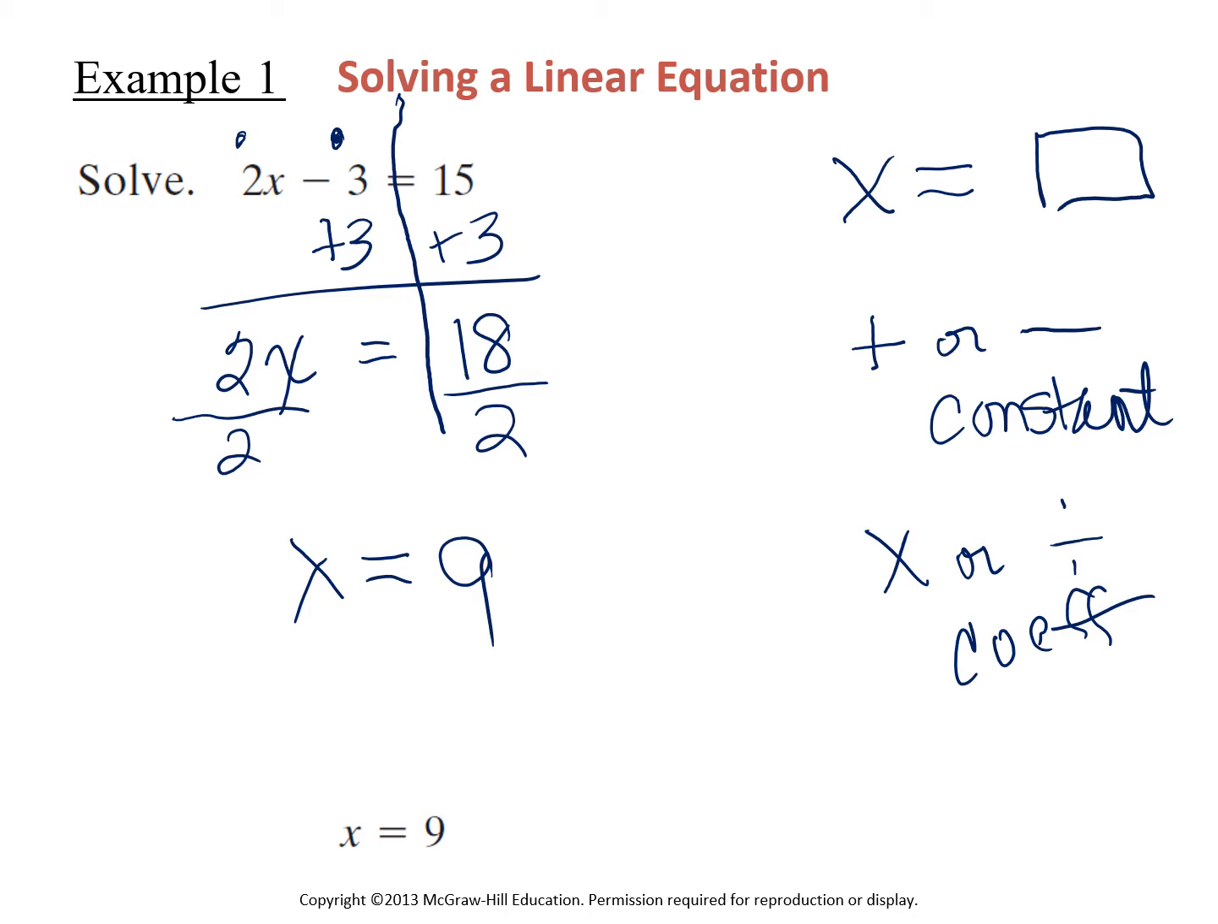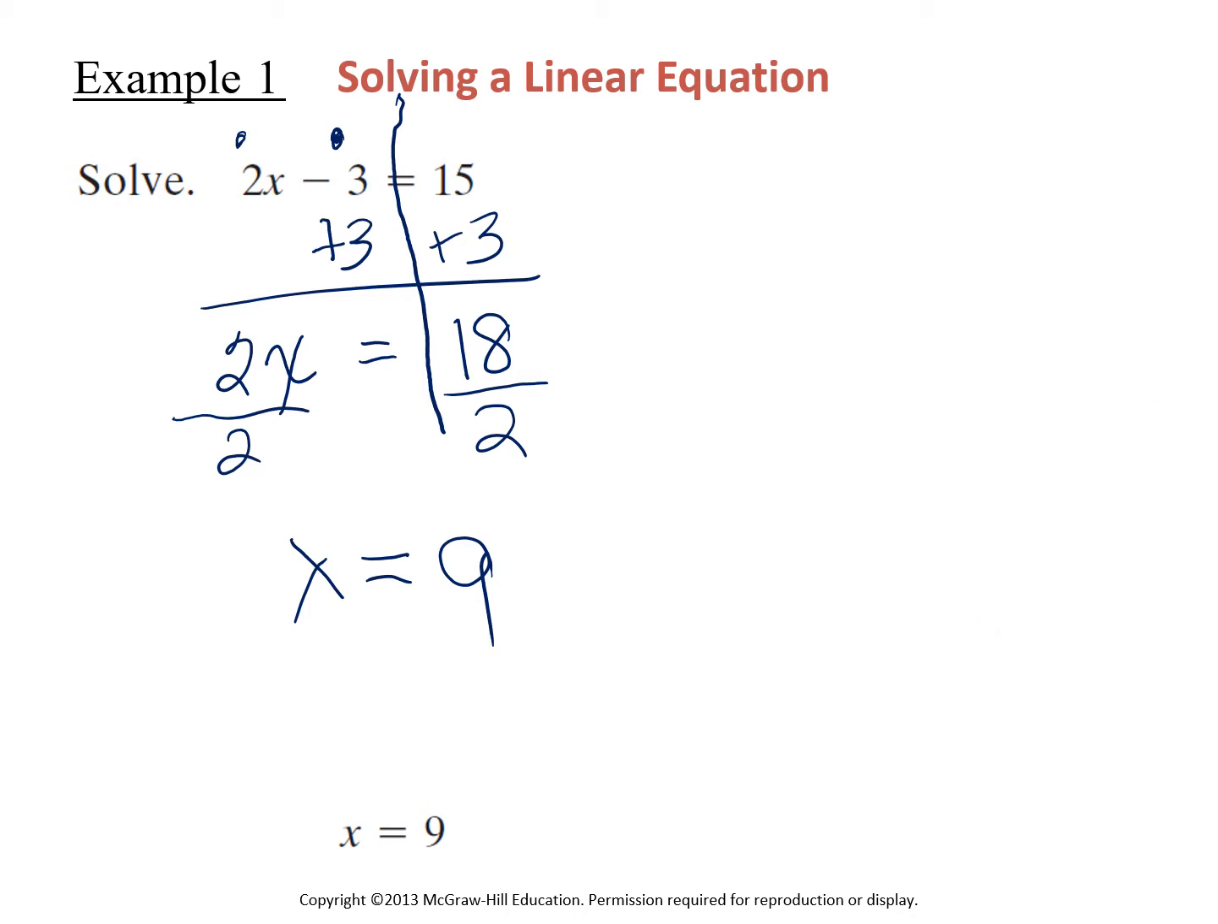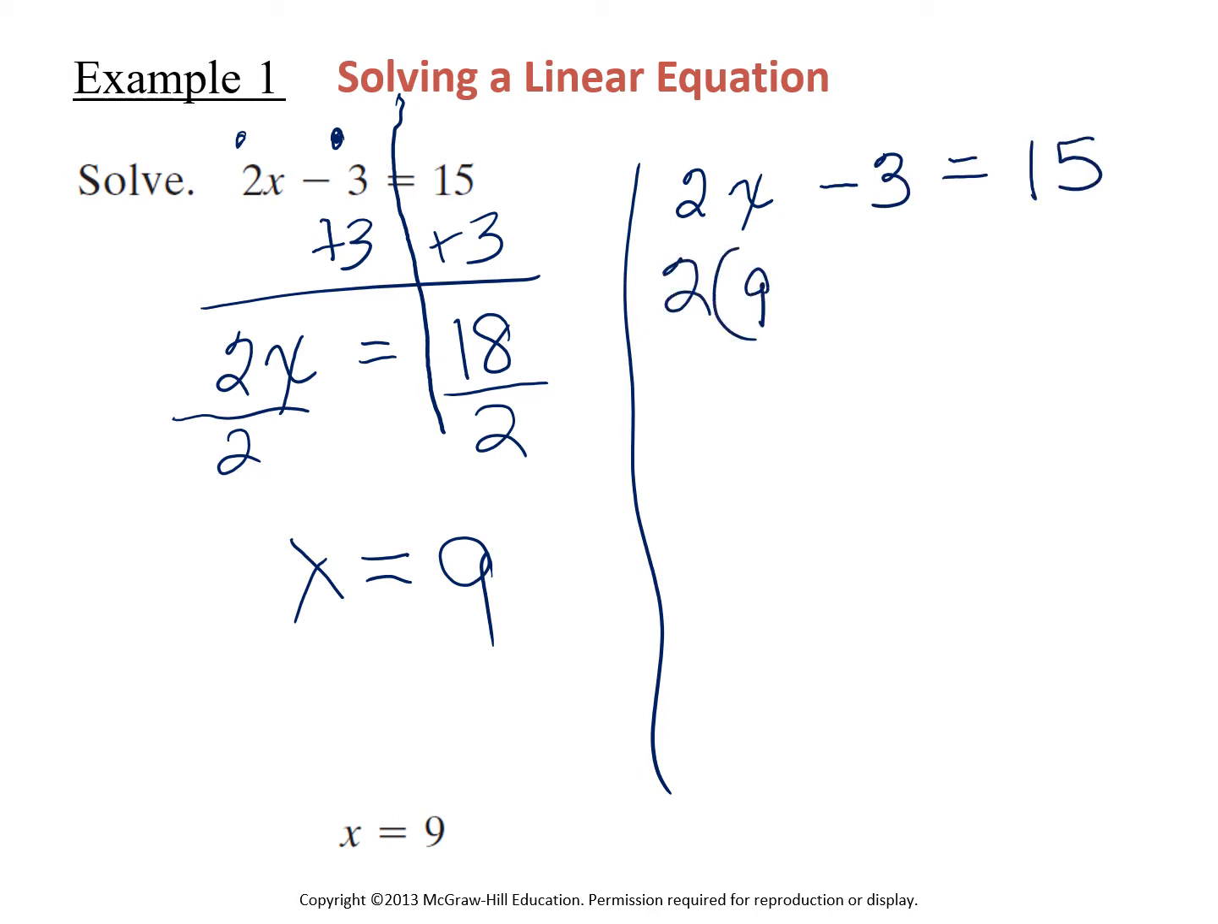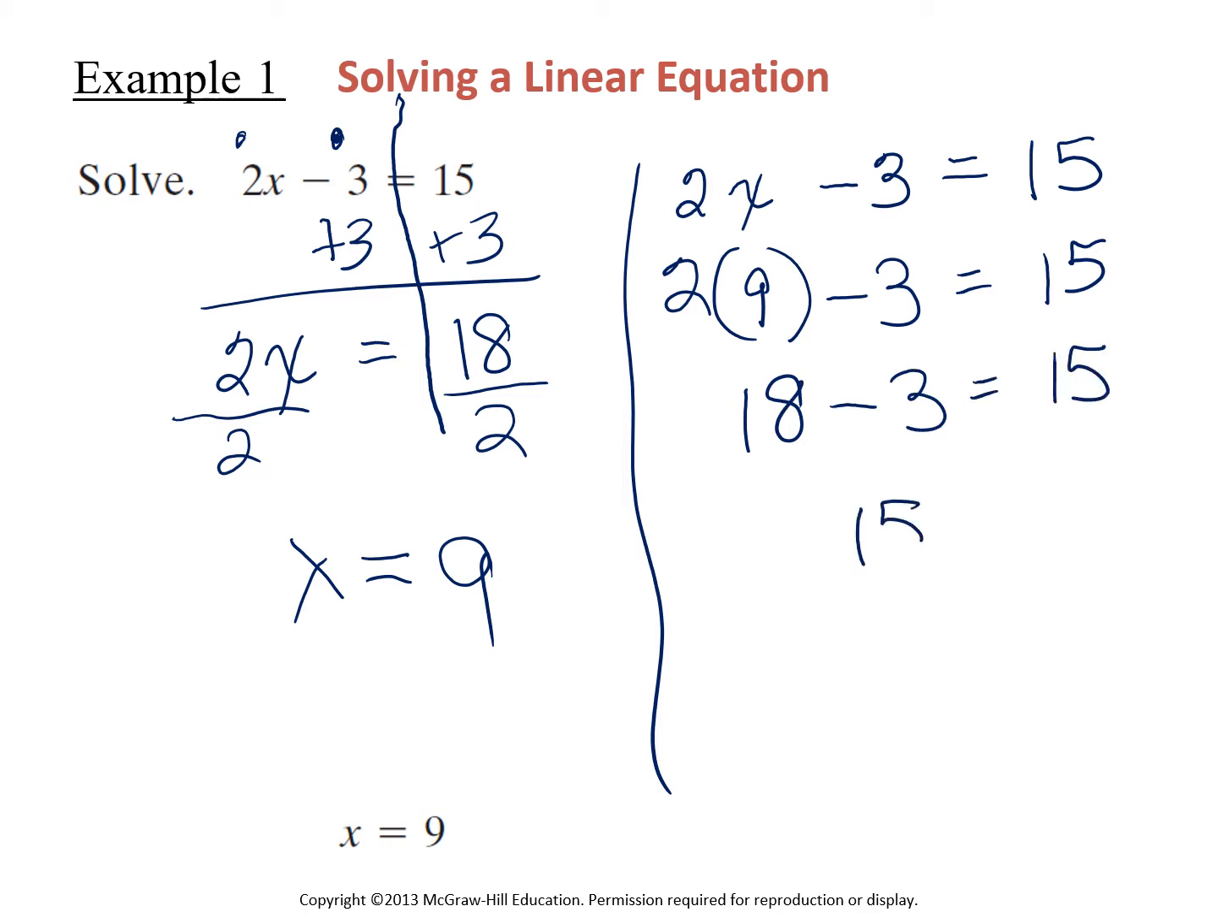And now I want to check my solution by substituting 9 into my original equation for x and making sure I get a balanced statement. So I have 2x minus 3 equals 15. So 2 times 9 minus 3 equals 15. So 18 minus 3 is 15. And so I get 15 as my balanced statement, which means that my solution is indeed x equals 9.